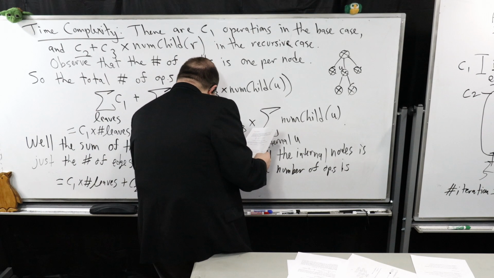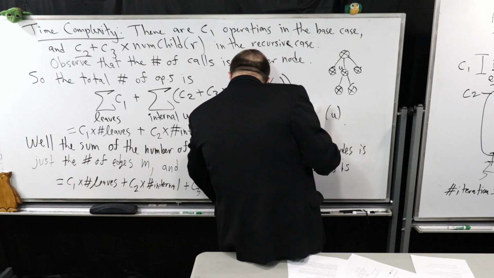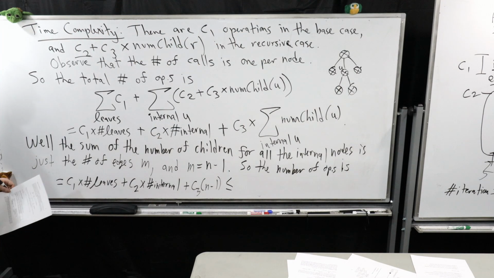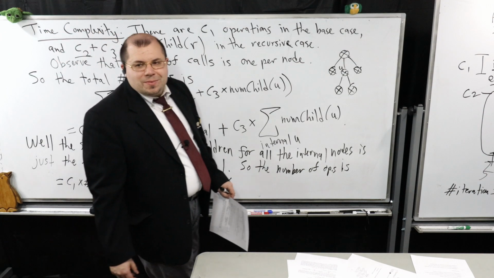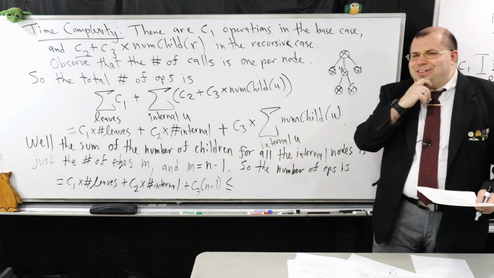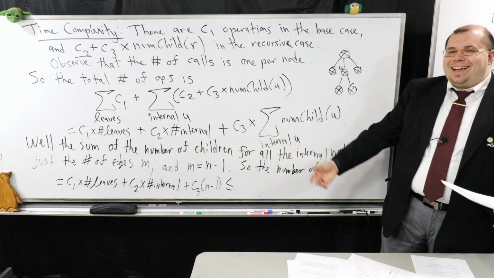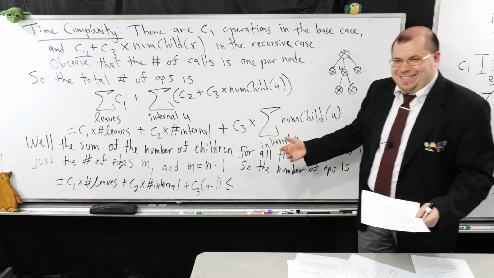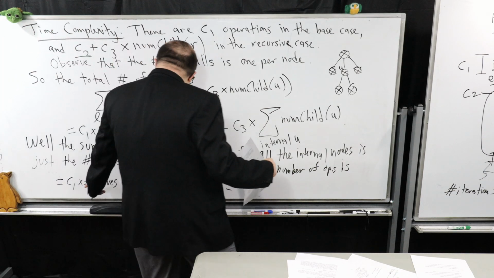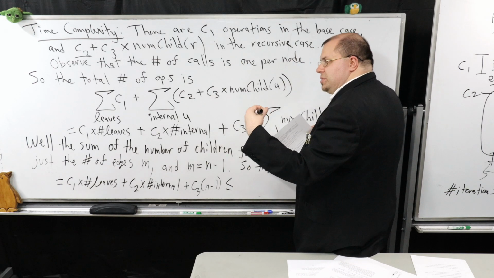plus C3 times n minus 1, which, if you think about it, can there be more leaves than nodes in the tree? Can there be more leaves than nodes in the tree? Yes or no? No, right? Because leaf nodes are nodes. Likewise, we could say the same thing about the internal nodes, right? So it means that all of these numbers, number of leaves, number of internal, they're all less than or equal to n, right?